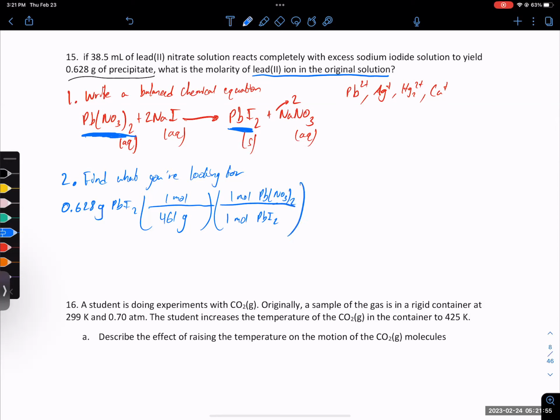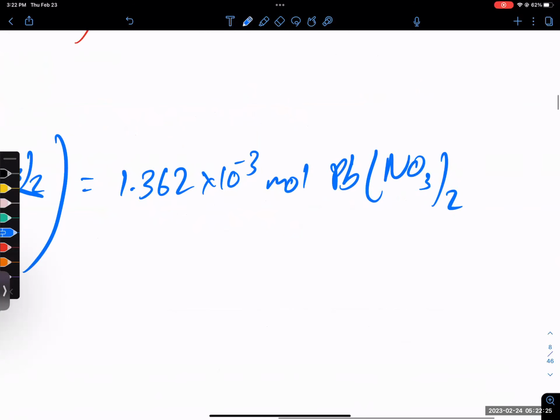Now, final piece de resistance. We're going to solve it out. We're going to get 1.362 times 10 to the negative 3 moles of lead-2 nitrate. We're done, right? Why not? But if you look here, how many lead ions are in lead-2 nitrate?